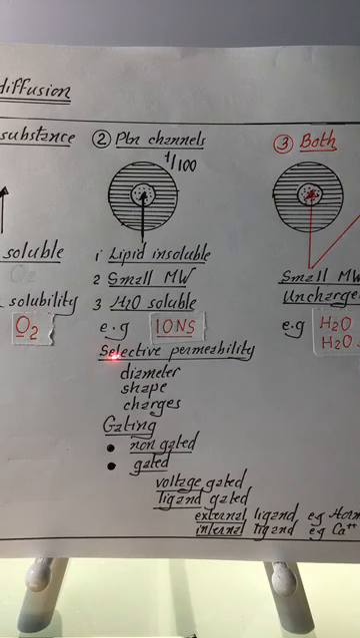And this depends on selective permeability and gating. The selective permeability depends on diameter, shape, and charges. The gating, we have two types of channels: non-gated channels and gated channels. Gated channels are of two types, exactly like life. Voltage gated, that's gates open by electrical changes, and ligand gated, that's gates open by a ligand. This ligand may be external ligand like hormones, or internal ligands, for example calcium and cyclic AMP.